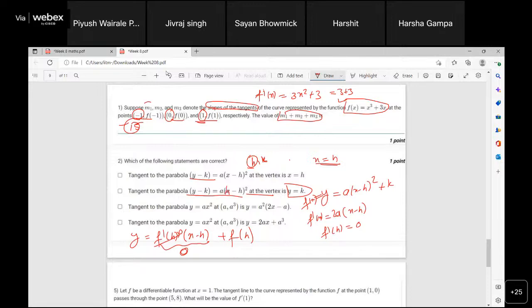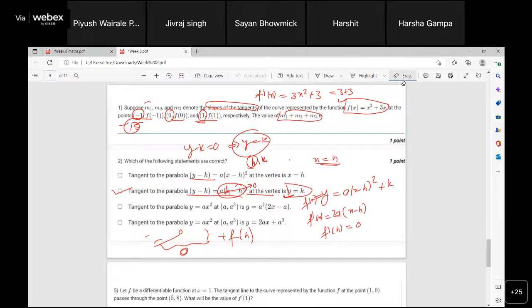So h will cancel. This is 0. So y minus k equals 0. Basically, that is y equals k. This is my tangent, right? So option B is correct. Now check for option C or D.